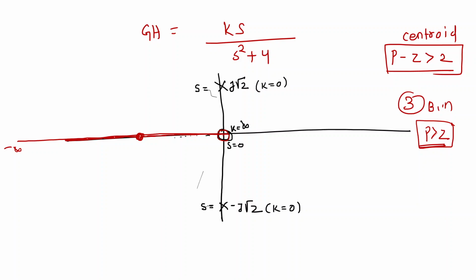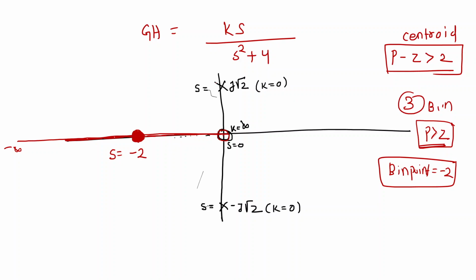After you know that, I don't need to find out the exact location. Suppose you find it out, I'm just telling you the answer: the breaking point is at s equal to minus 2. If you solve dK by ds equal to 0, the break-in point is at minus 2. So you look at that point, s equal to minus 2. This is the breaking point.